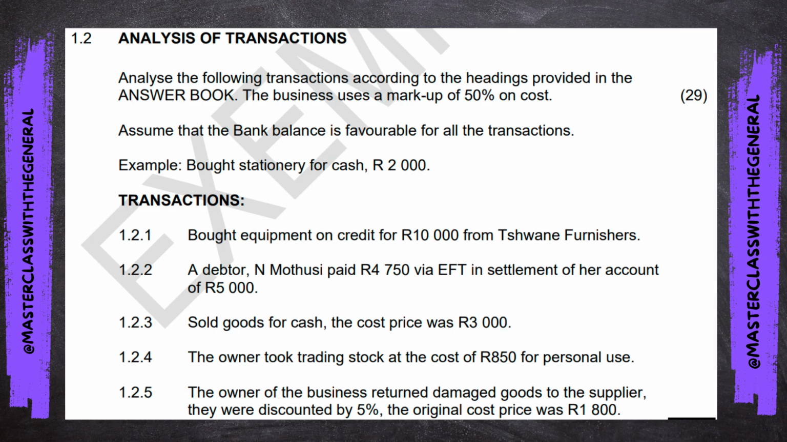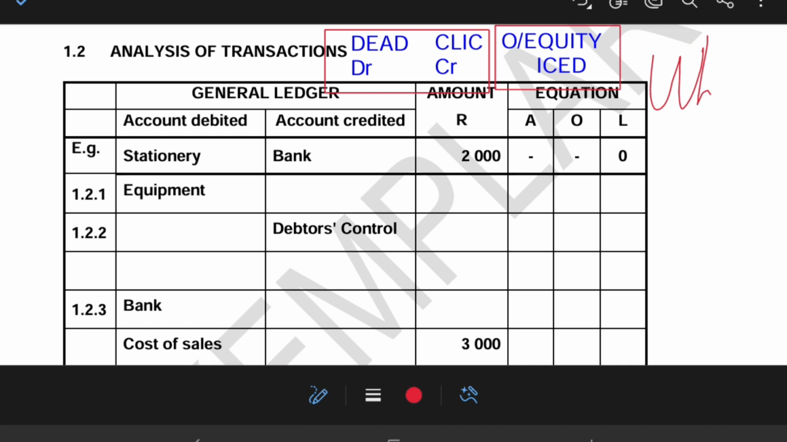Bought equipment on credit for 10,000 Rand from Swane Furnishers. So we have to ask ourselves 2 questions each time we have a question like this, guys. We have to ask ourselves where, and then we have to ask ourselves why. Now, these 2 questions are going to help us to find the 2 accounts involved. In every transaction, there are 2 accounts involved. We call them contra accounts, which will give us the entries.